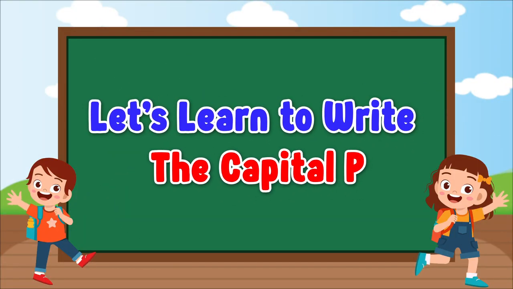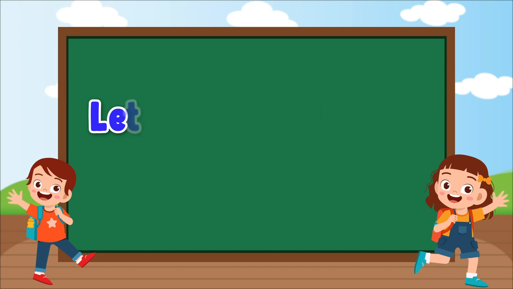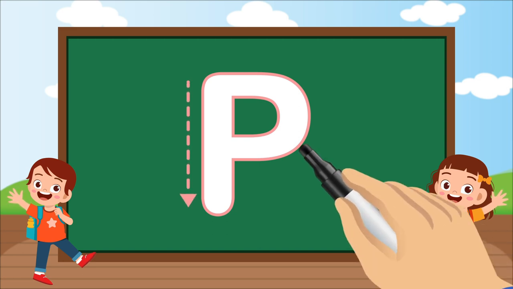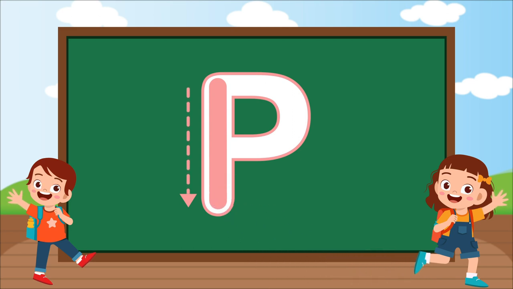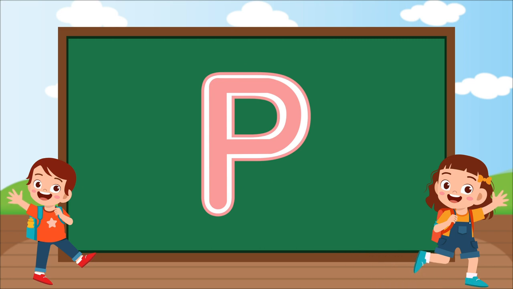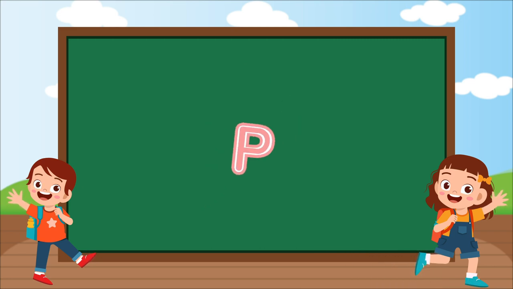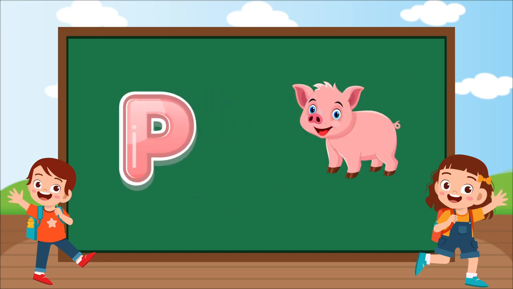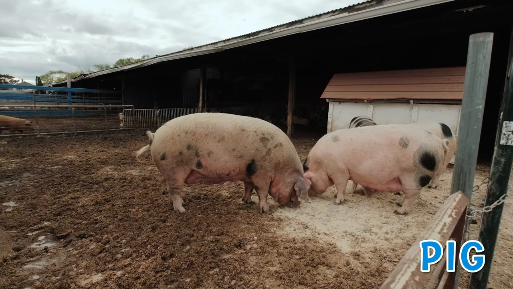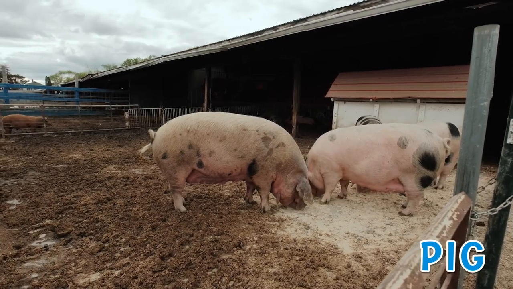Let's learn to write the capital P. First, we will draw a standing line. Then come back to the top and draw a half circle to the middle. P is for pig. Pig.